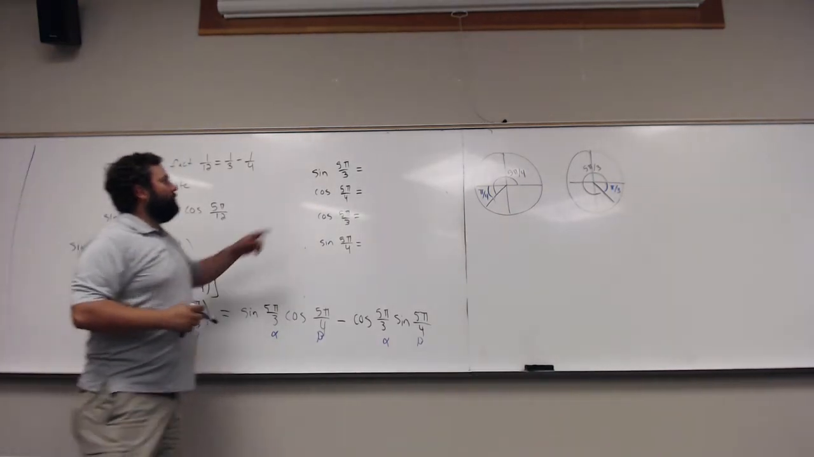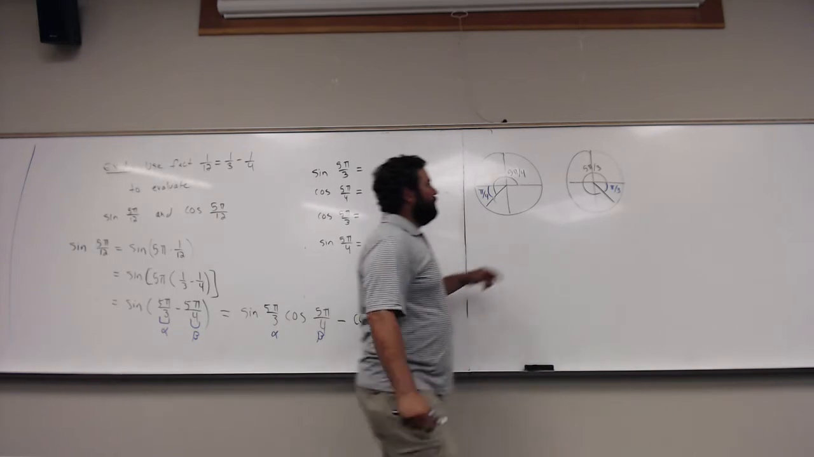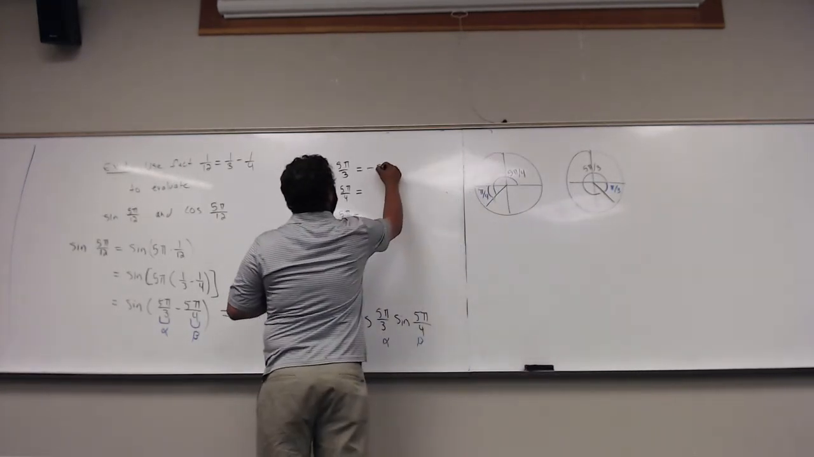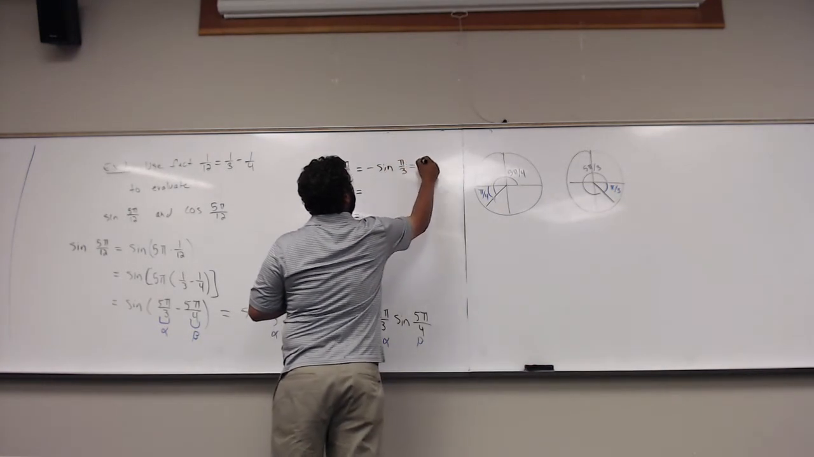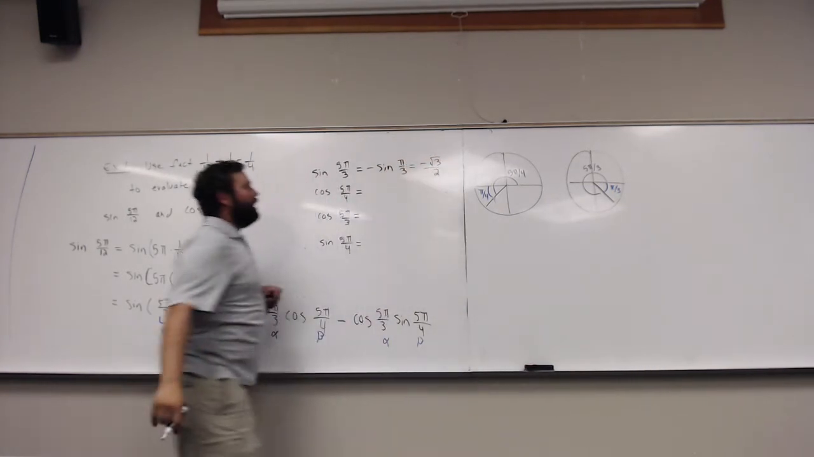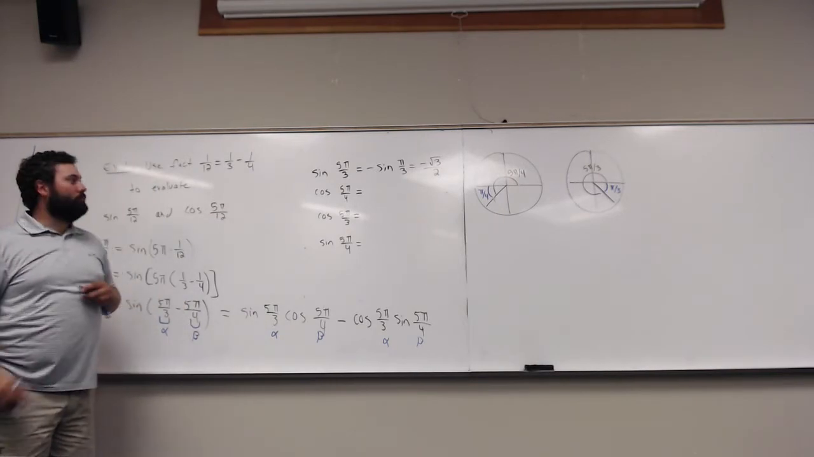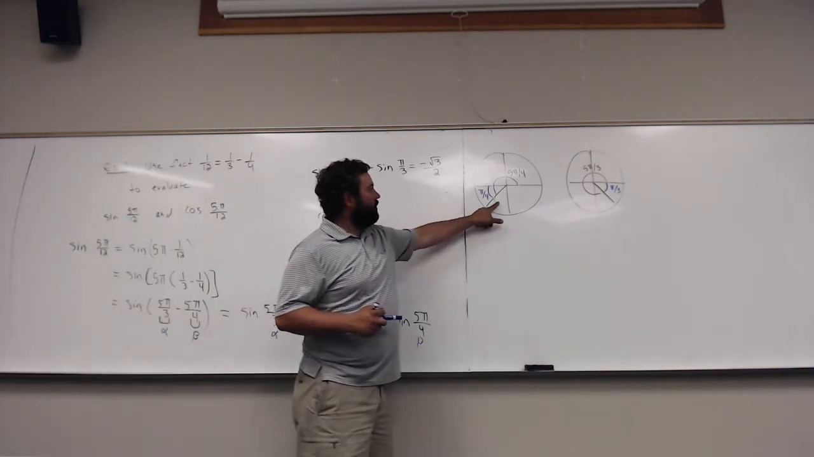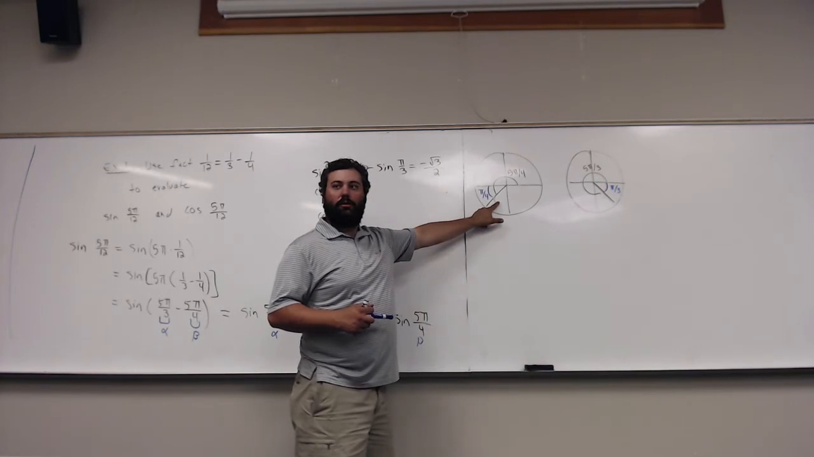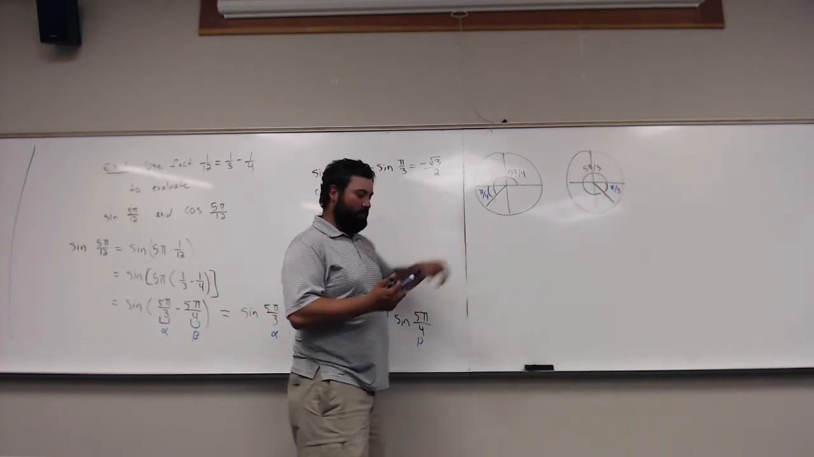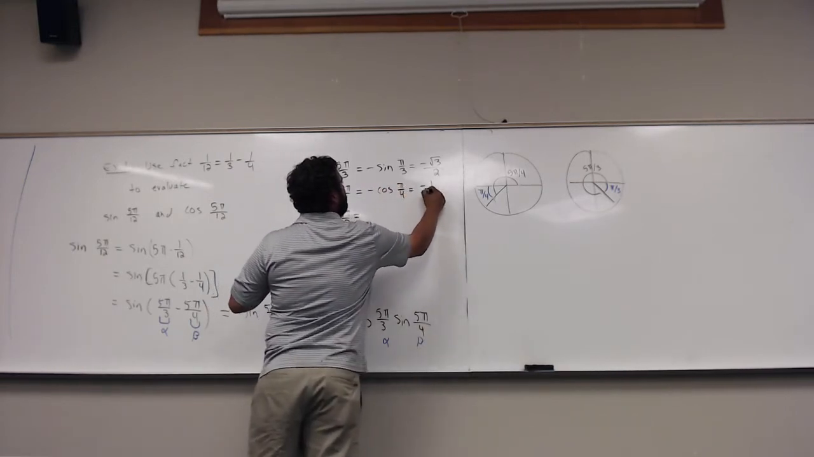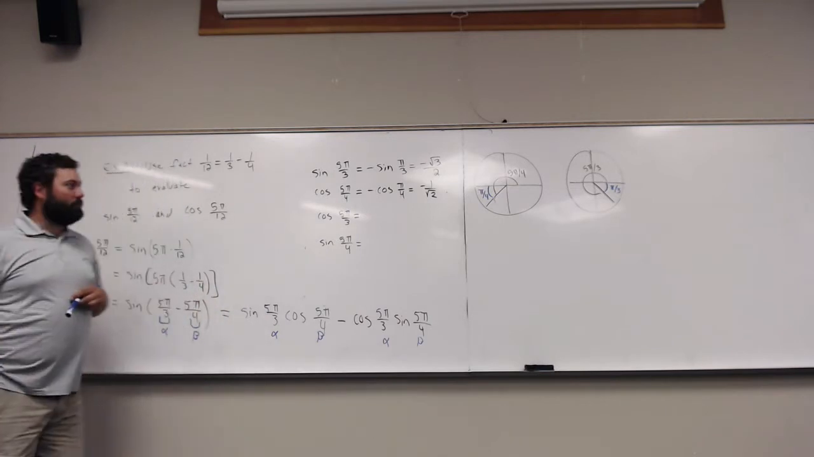Okay, so sine 5 pi over 3, sine is negative if you're in the fourth quadrant. So using reference angles, this is the same as minus sine pi over 3, and sine pi over 3 is root 3 over 2. Cosine 5 pi over 4, is cosine positive or negative for an angle in the third quadrant? Negative. So this will be minus cosine of the reference angle. That'll give you a minus 1 over root 2.